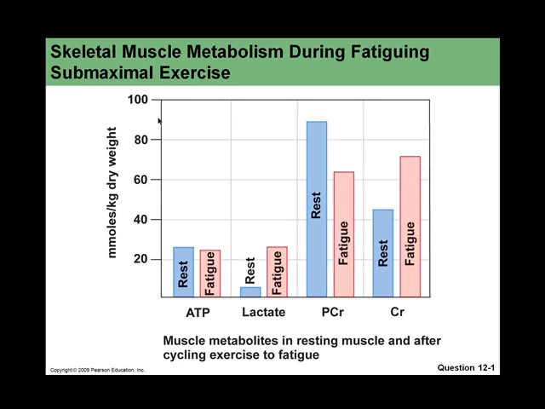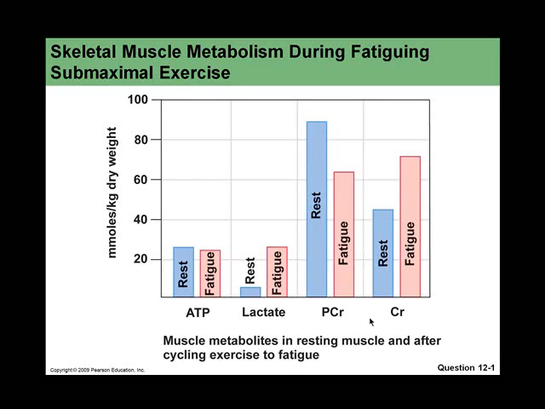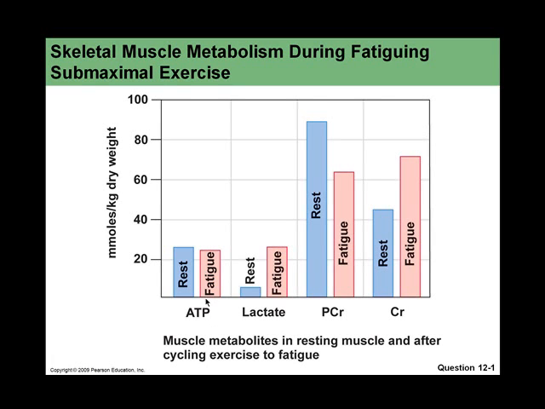The magnitude of the drop is from approximately 90 millimoles per kilogram dry weight to about 65. So that's a robust drop. And then the creatine, paralleling this, of course, increased. So we would predict that the ATP concentration being sustained at fatigue might be related to this phenomenon here.